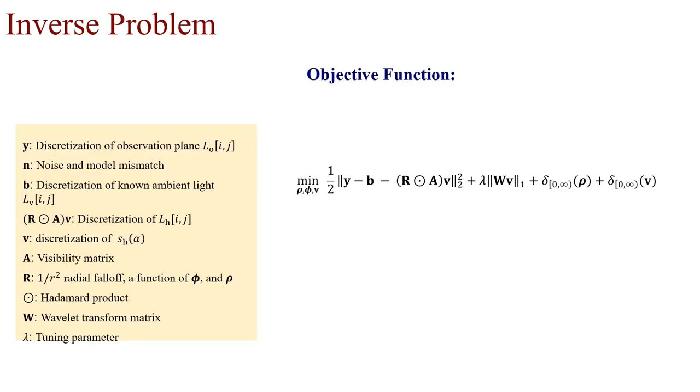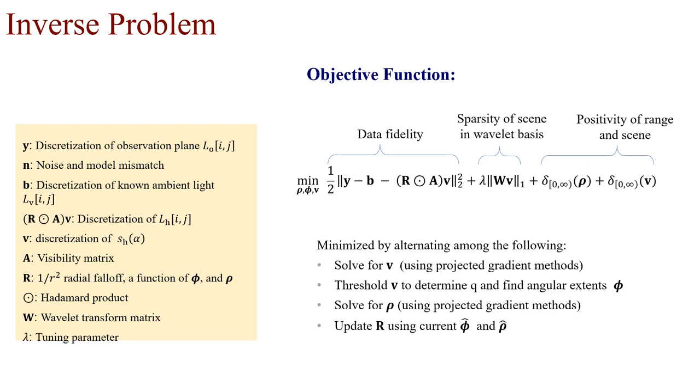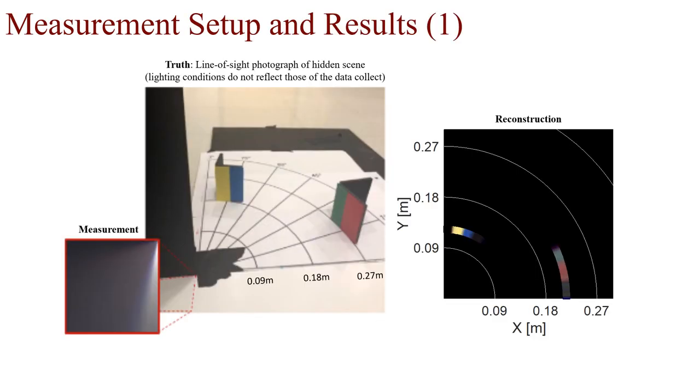Our objective function has a data fidelity term, a term to promote sparsity in a wavelet basis, and terms to promote positivity of the range and scene, and is solved using an alternating method. Here is one measurement in scene with the corresponding reconstruction. In our reconstruction, we get incredibly high angular resolution with sharp edges between the color boundaries. Note that in the measurement, while you may be able to pick out 2 targets, it's impossible to discern range with the naked eye. In our reconstruction, the 2 targets are detected and placed in range correctly with respect to each other.